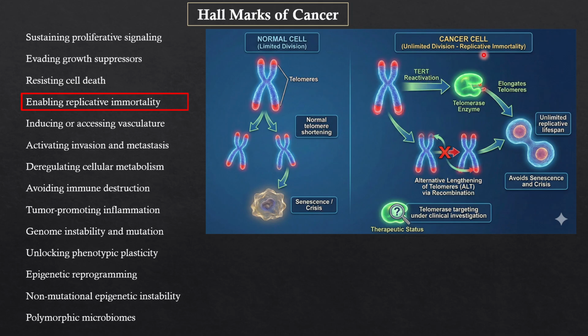Whereas in cancer cells, the enzyme TERT reactivates telomerase, and they indefinitely elongate the telomeres. As a result, the alternative lengthening of telomeres, ALT, via recombination is activated, and this avoids senescence and crisis.